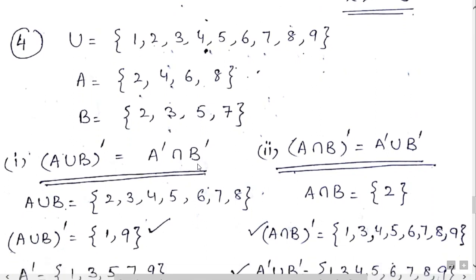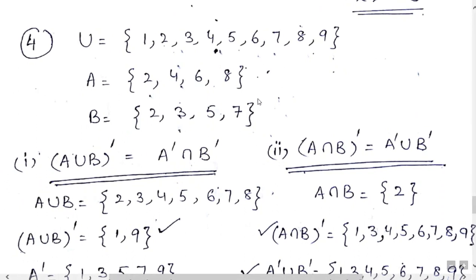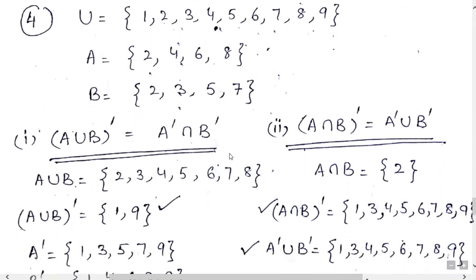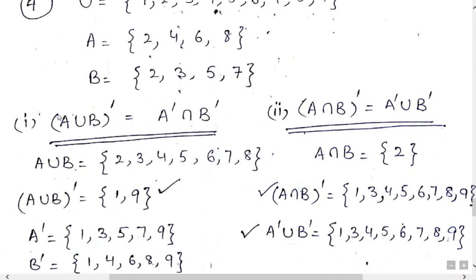In question number 4, you have to prove De Morgan's law. We have already completed this law in the previous video. Universal set is given to you, then set A and set B. You have to prove this: A union B complement is equal to A complement intersection B complement, and in the second part of De Morgan's law, A intersection B complement is equal to A complement union B complement.